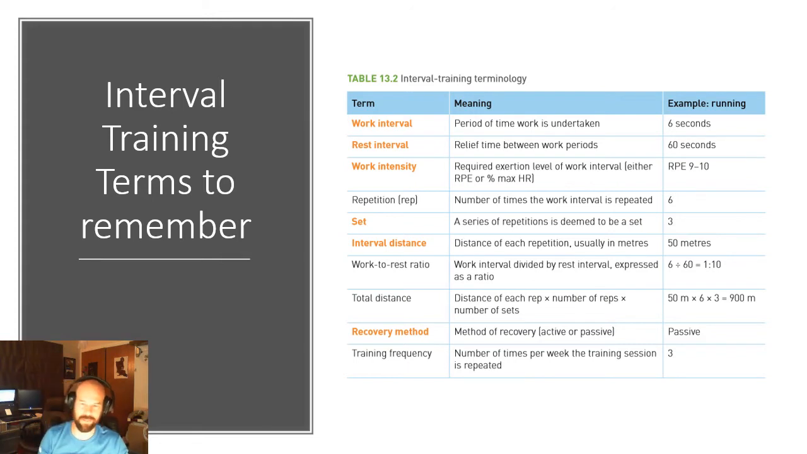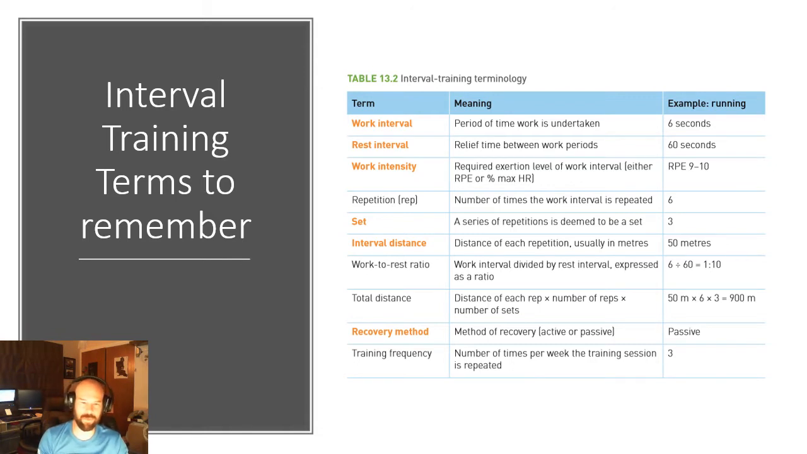You should have said ATP PC, okay? You've got that 60 seconds of rest. So after 60 seconds, you should have about 70% stores. 3 minutes, you'll have about 95 to 98%. And then sort of 10 minutes, you have pretty much 100%.